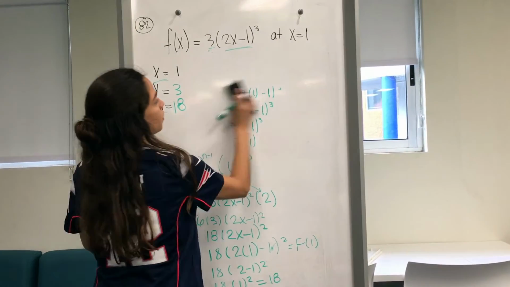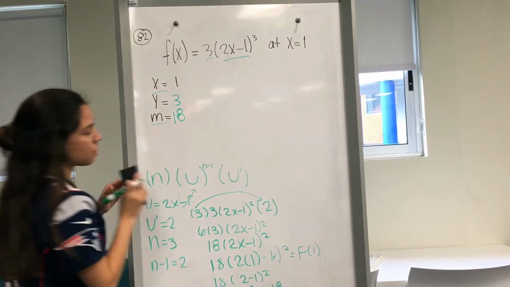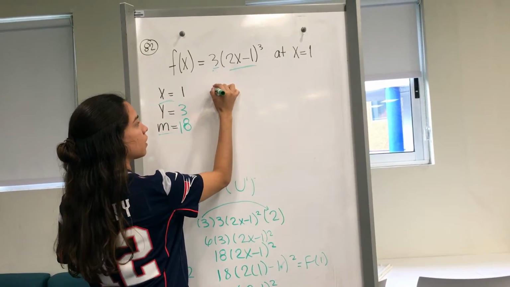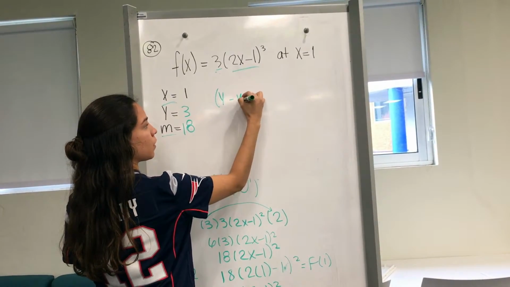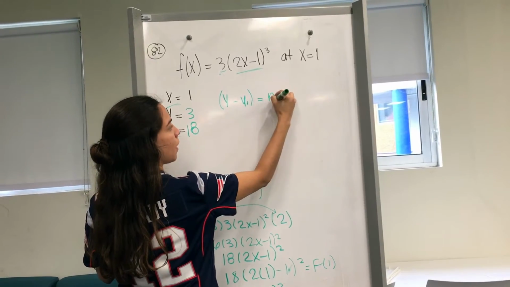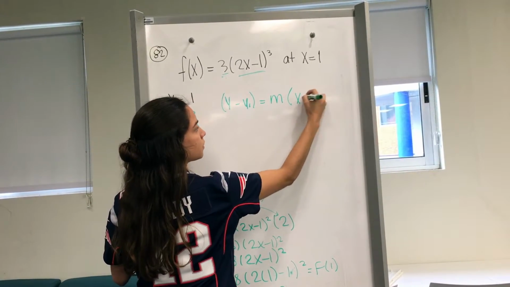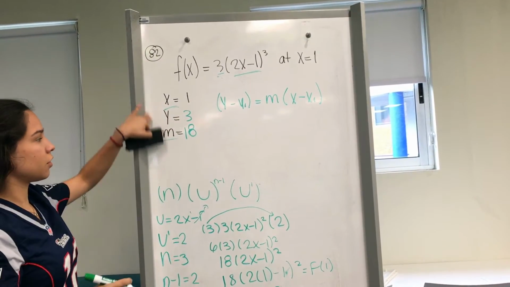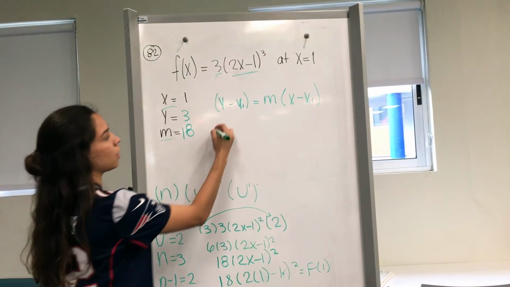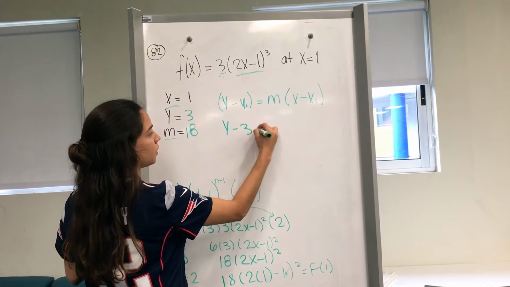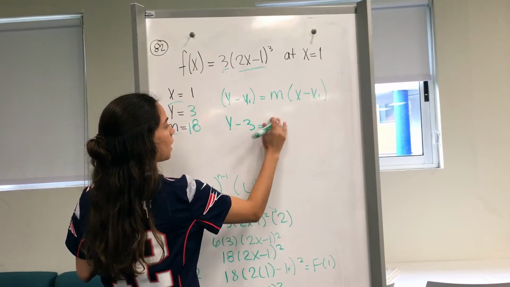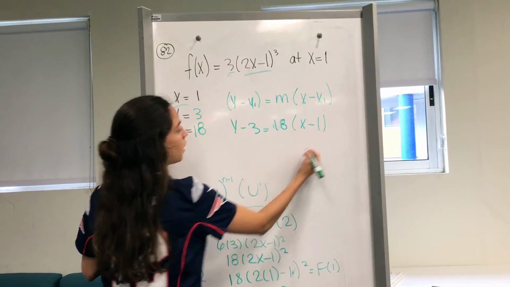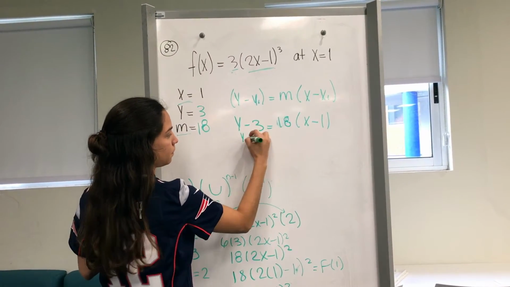Now we need to use another formula to get your final answer. The formula you're gonna use is y minus y1 equals m times x minus x1. You're gonna plug in your numbers that you got in your formula. y minus 3 equals 18 times x minus 1. And you do distributive property.